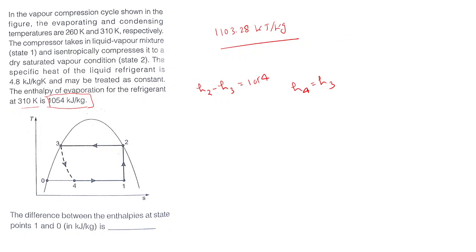Then S3 minus S naught equal to Cp ln T3 by T naught. Process 3 to 0. What did you say? Once again, repeat. S3 minus S0 equal to Cp ln T3 by T0. Okay. So what will you get from there? 4.24. No, no, what value did you get? You are saying you will get this value?